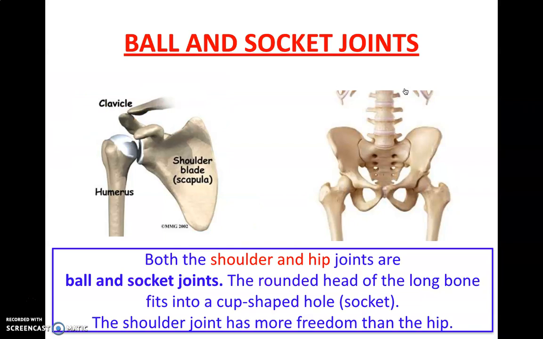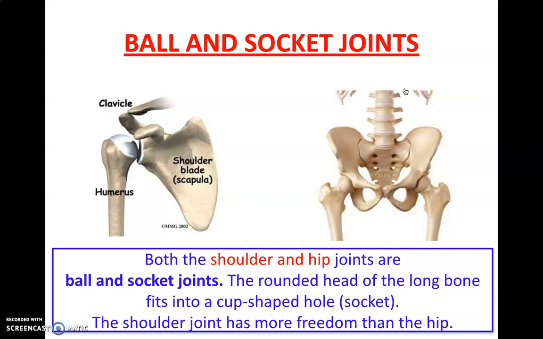Ball and socket joints are exactly how they sound. So there's a rounded head of a long bone. So hopefully you can remember the long bones, the ones that are longer than they are wide. They don't have to be big bones. And they fit into a cup-shaped hole, which is known as a socket. So that's why it's called ball and socket, because the end of the long bone is a rounded head like a ball, and it fits into the socket.